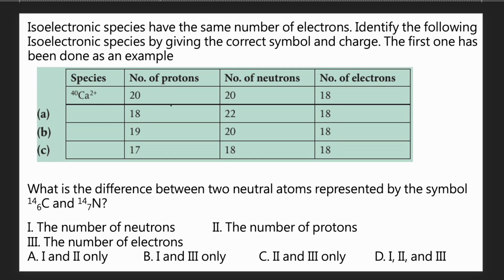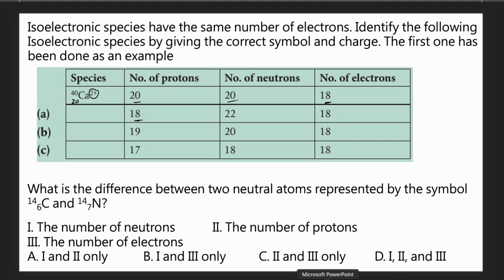So here, number of protons is 20, right? Number of neutrons is 20, number of electrons is 18. Because the number of protons should be 20, the number of electrons should be 20, but because of the 2+ charge, it lost 2 electrons.